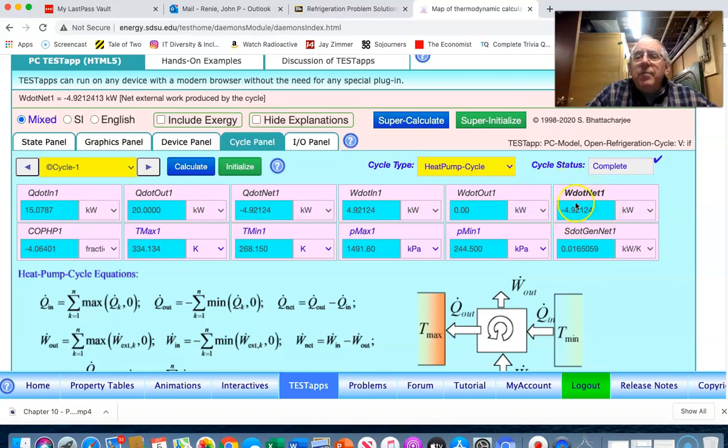You have the same net work, but now because it's a heat pump, it's taking this value divided by this, and it's coming up with a COP of 4.06. Okay, and so the COP for the system that is being asked for in this particular problem is 4.06. Now you may have noticed that when we selected the refrigeration cycle that the COP was exactly 1 unit lower.